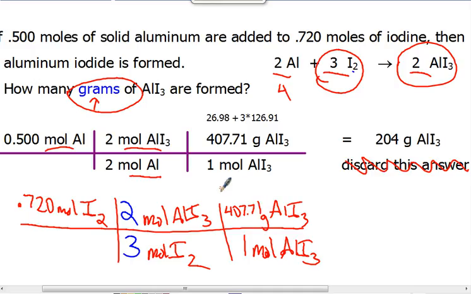Boom. And then you pick up a calculator, which if you don't have a calculator, one will be supplied to you. It may or may not have batteries in it. Right? 0.720 times 2 divided by 3 times 407.71 divided by 1.